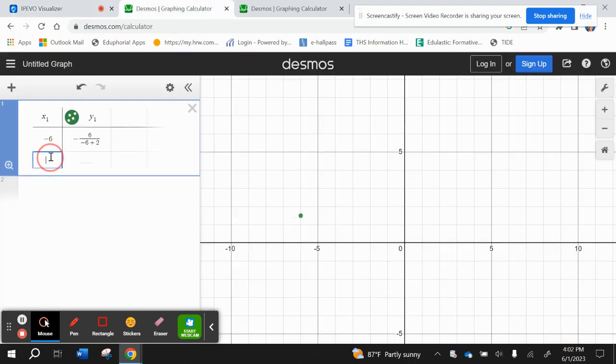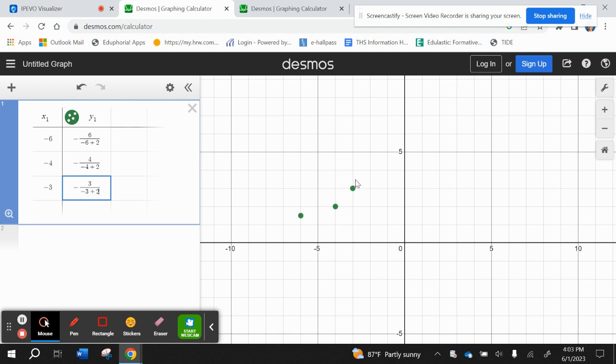Okay, so now -4, plug in -4 divided by -4 plus 2 is 2, not -1, so we're going to keep going. So then -3 divided by -3 plus 2, that's -3. That's not it. So now let's try -1.5.